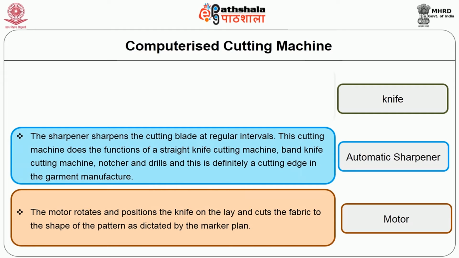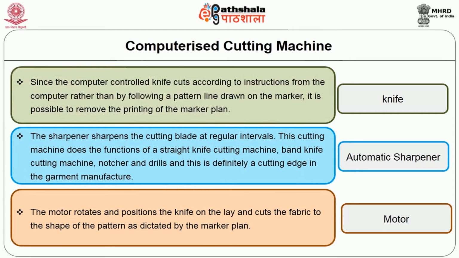This cutting machine does the functions of a straight knife cutting machine, band knife cutting machine, notcher and drills, and this is definitely a cutting edge in garment manufacture. Since the computer controlled knife cuts according to the instructions from the computer rather than following the pattern lines on the marker, it is possible to remove the printing of the marker plan.